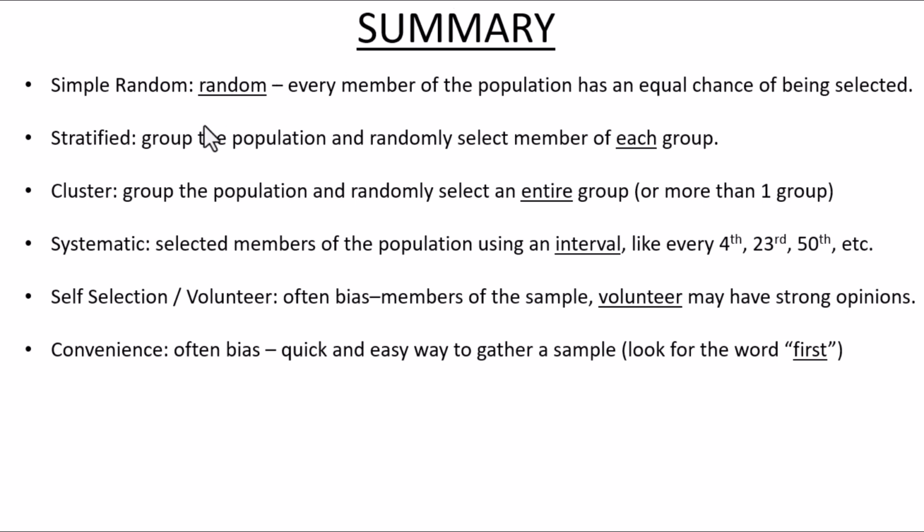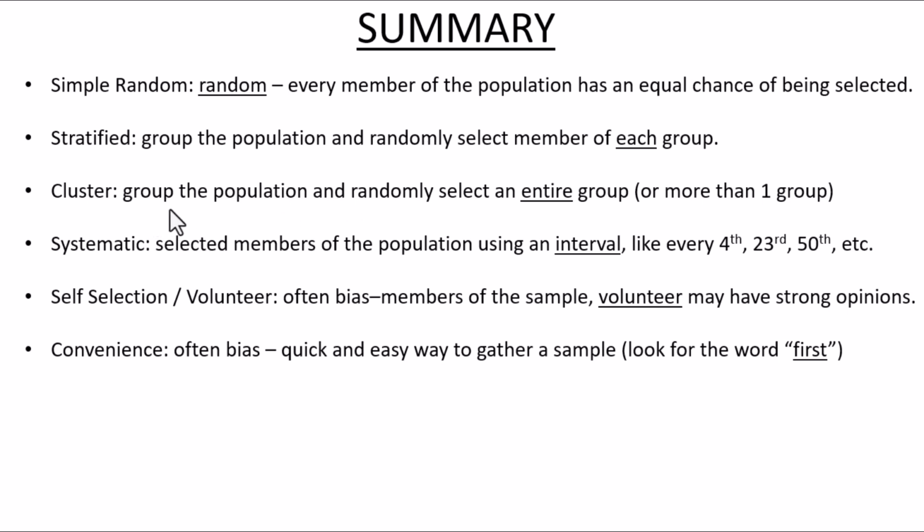In time for the recap. Simple random sample was the very first sampling method we covered, and the keyword here was random. Every member of the population has an equal chance of being picked. So this is the ideal situation. Stratified was the first sampling method where we worked with groups, and then we would take a group of people from every one of those strata. Each one of those groups would be represented in the final sample.